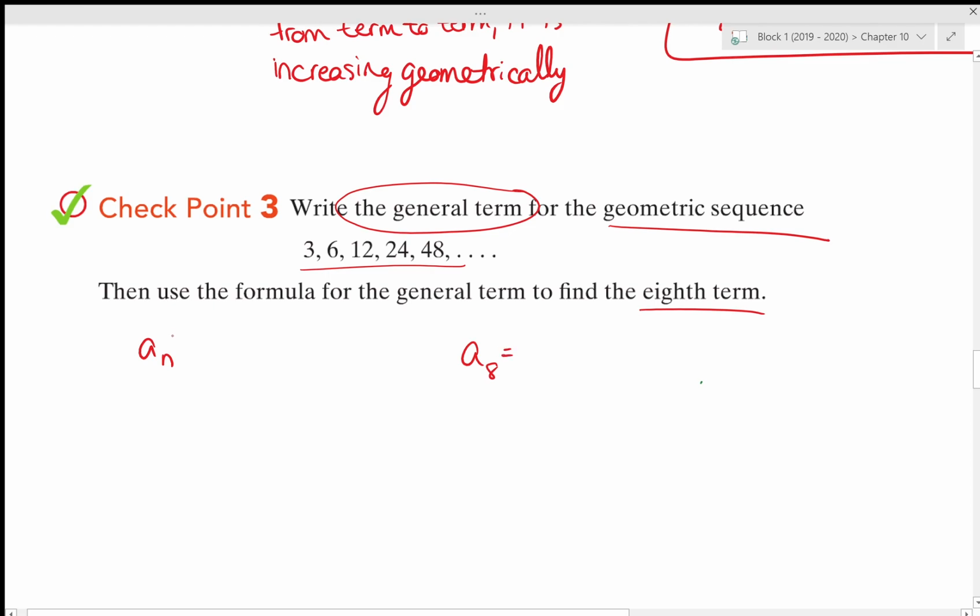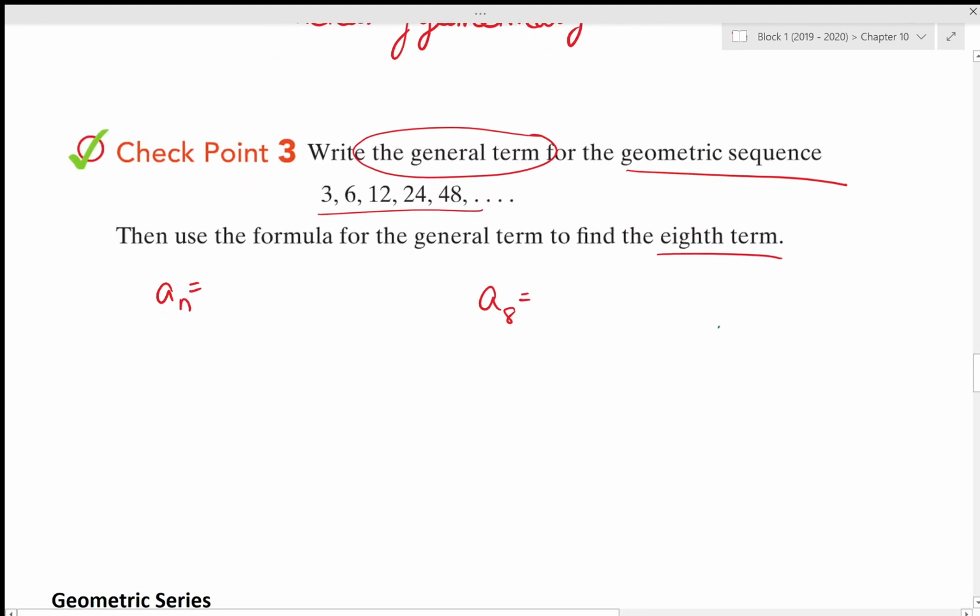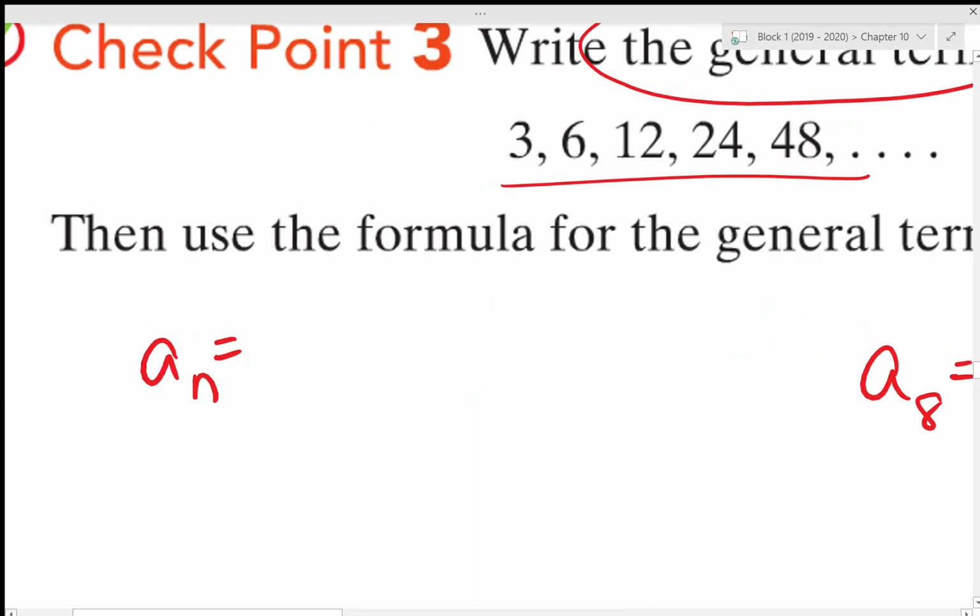Okay, pause the video, try it out. Alright, so the nth term, remember, will always be the first term times your common ratio to the n minus 1 power. Well, my first term is 3.